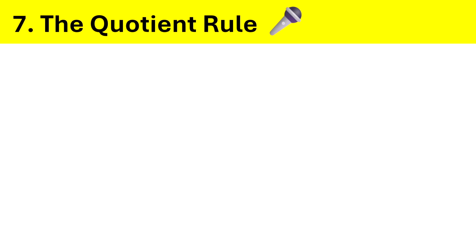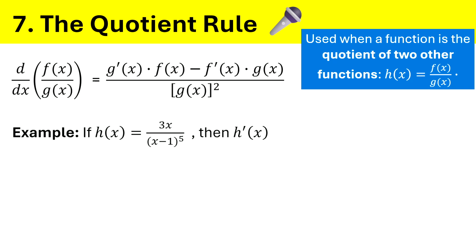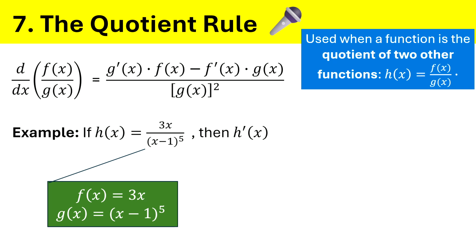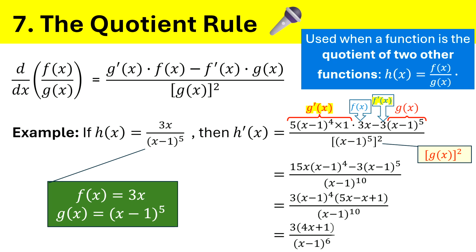Next, the quotient rule. The quotient rule is used when a function is the quotient of two other functions. h of x equals f of x divided by g of x. For example, if h of x equals this expression, this means that f of x equals 3x, and g of x equals (x minus 1) all to the power of 5. Differentiate g of x, multiplied by f of x, minus the derivative of f of x, multiplied by g of x. Then divide the difference by the square of g of x, then simplify.